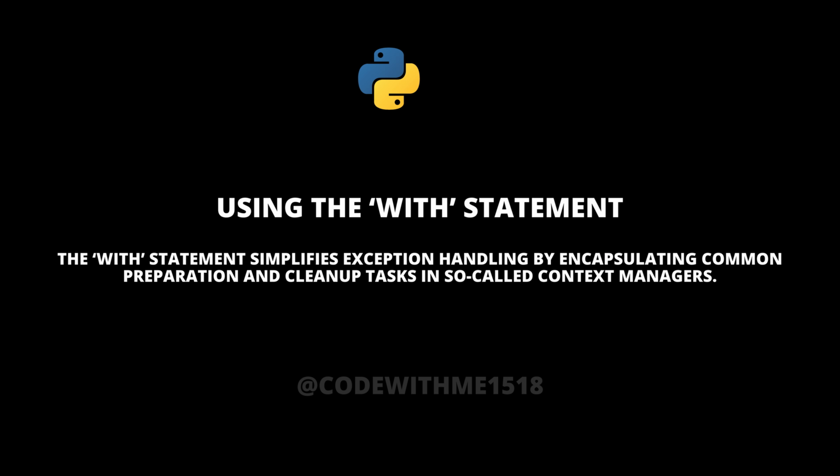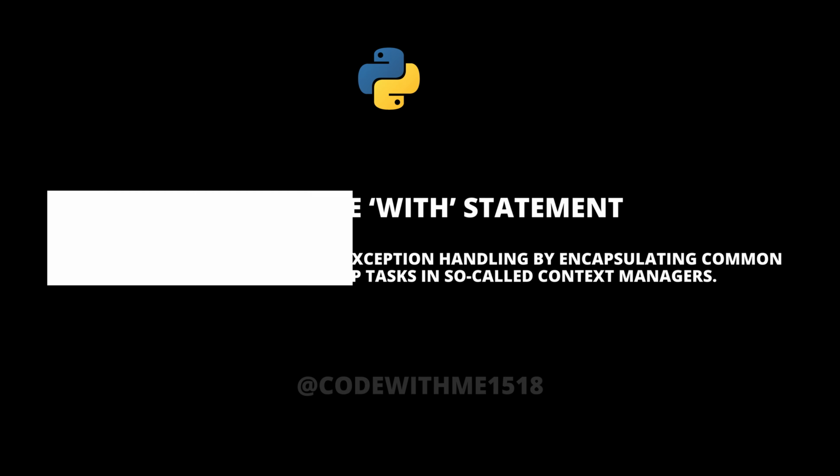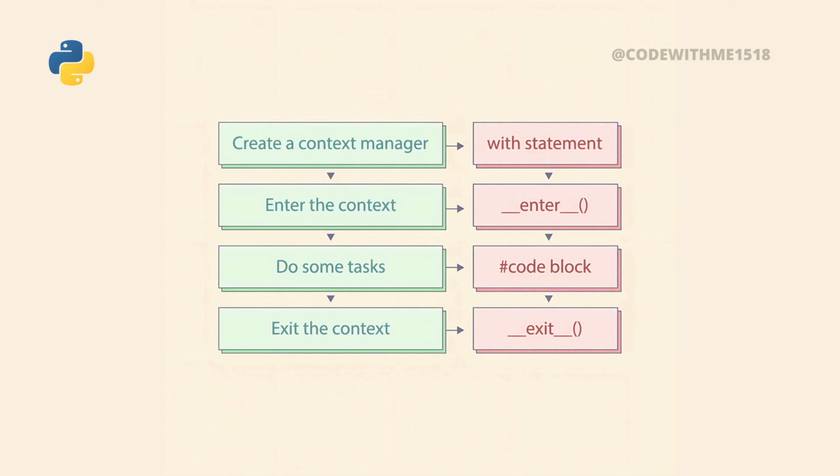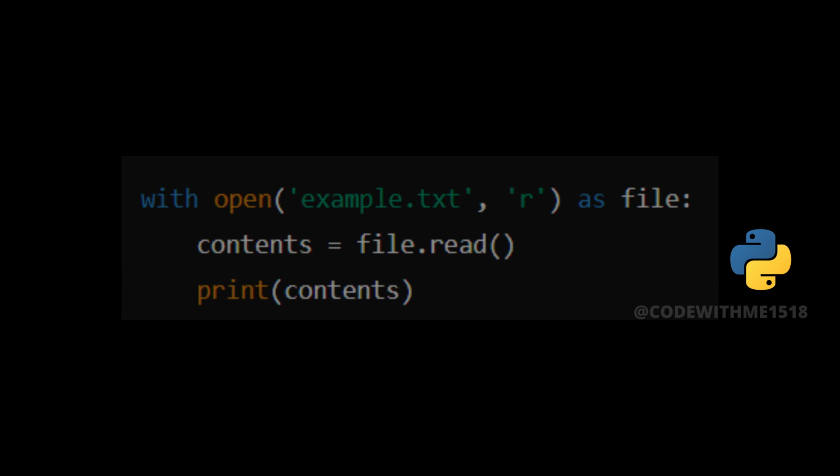The with statement simplifies exception handling by encapsulating common preparation and cleanup tasks in so-called context managers. Here's a basic example of using the with statement to open a file. In this example, the with statement ensures that the file is properly closed after its suite finishes, even if an exception is raised. This makes your code cleaner and more readable.